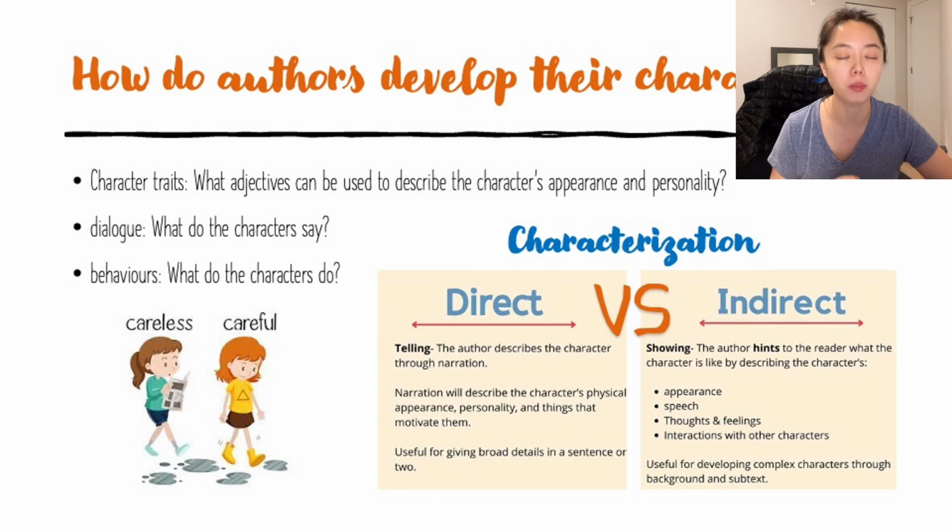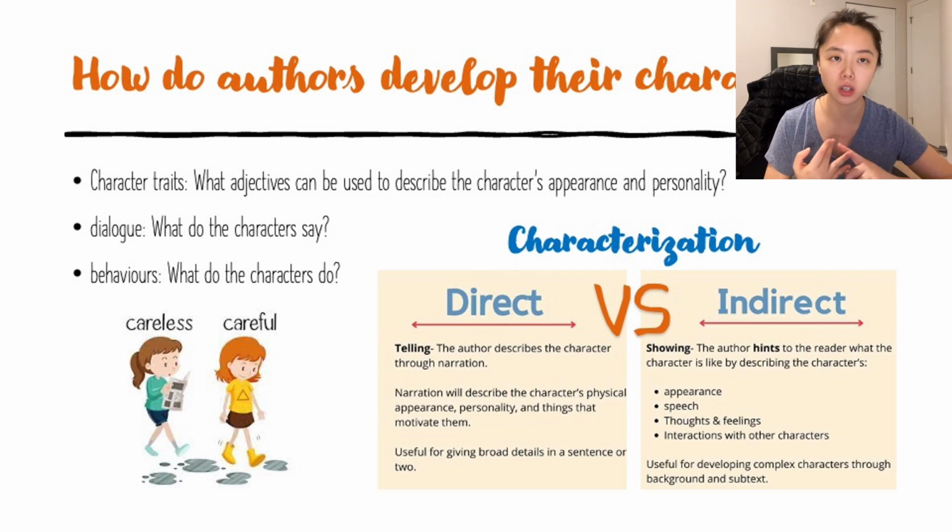Character traits are revealed through both direct and indirect characterization. With indirect characterization, the reader has to make an interpretation of what an action or line of dialogue says about a character. Indirect characterization often tells us more than direct characterization, but great authors combine both to give us a complete picture of a character. In a simple way, we say direct characterization tells through narration, while indirect characterization shows or hints to the reader what the character is like by describing the character's appearance, speech, thoughts, feelings, and interactions with other characters. Usually, these are used for developing complex characters.